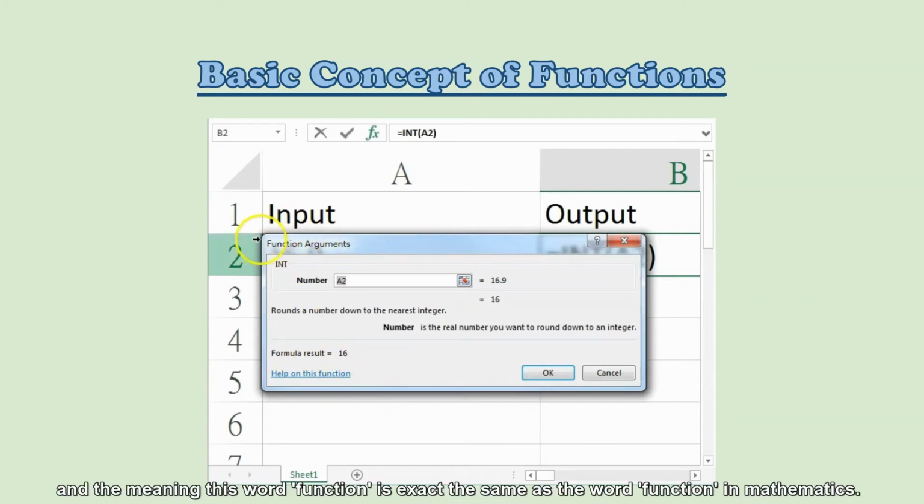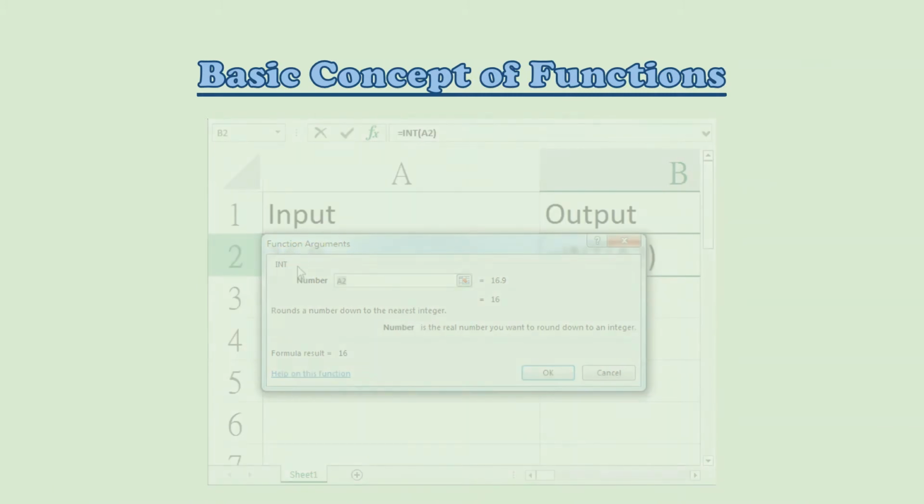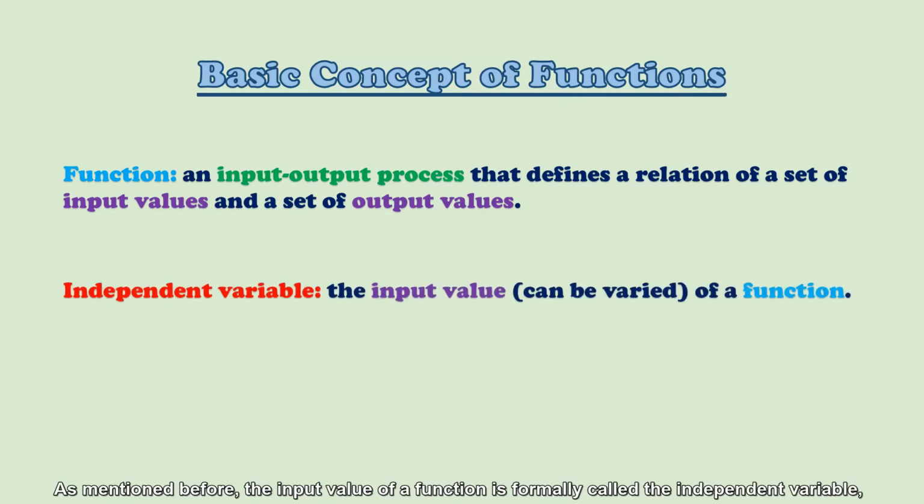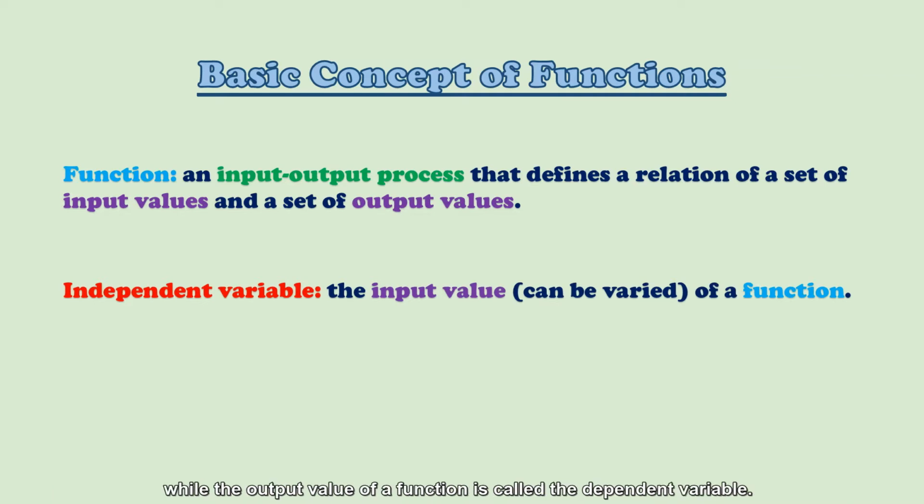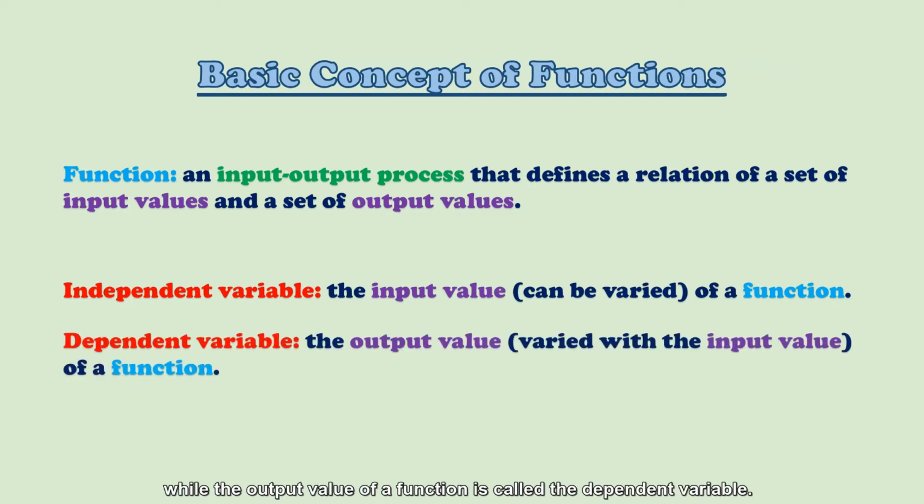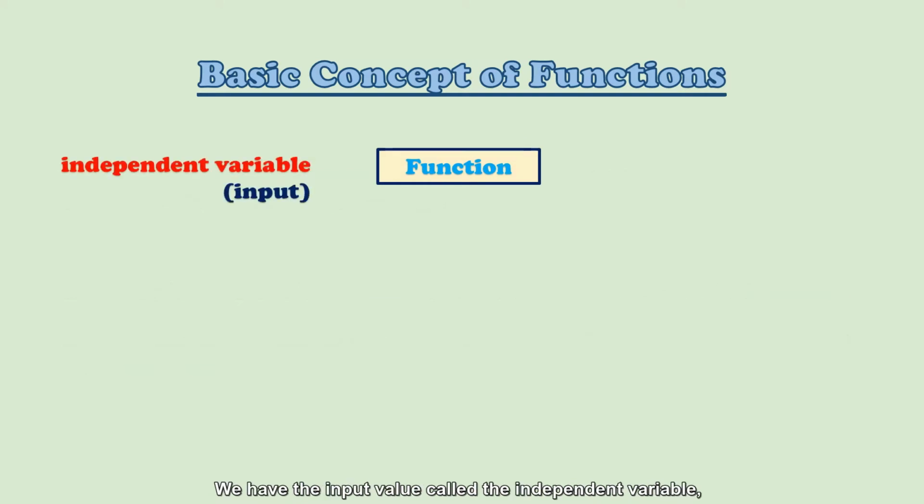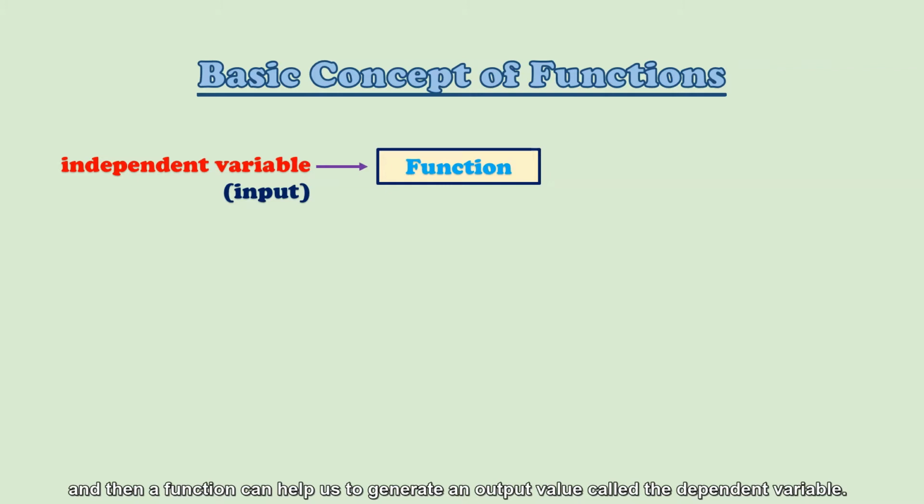And the meaning of this word function is exactly the same as the word function in mathematics. In formal terms, function means an input-output process that defines a relation of a set of input values and a set of output values. As mentioned before, the input value of a function is formally called the independent variable, while the output value of a function is called the dependent variable. The concept of function can be illustrated by this diagram. We have the input value called the independent variable, and then a function can help us to generate an output value called the dependent variable.